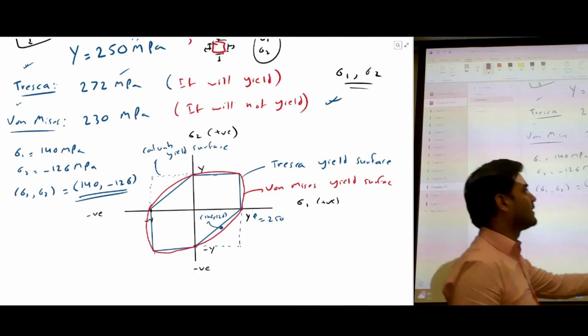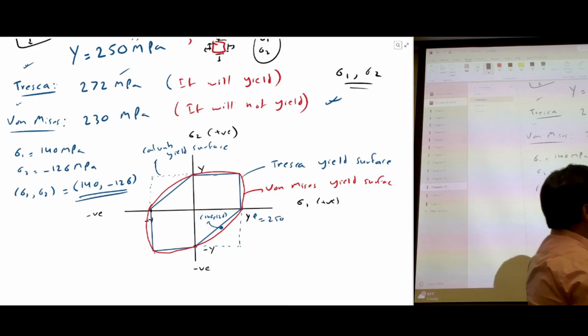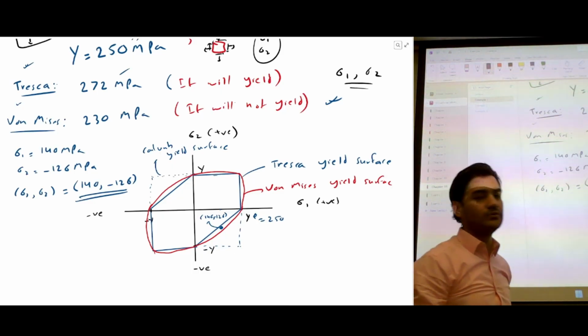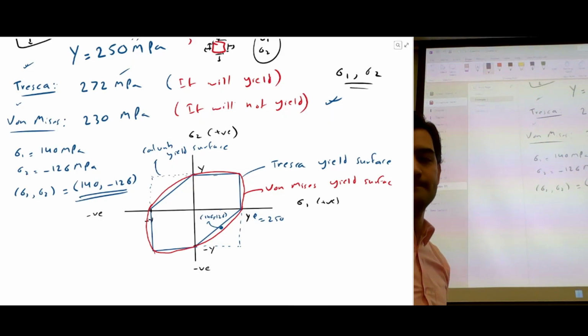Even if it's difficult, you can just remember this: it's always going to be the same shape for Tresca and von Mises, and this is for Coulomb. So this is just a visual way to see, but you can also use equations and formulas to figure out if we will observe yielding or not.